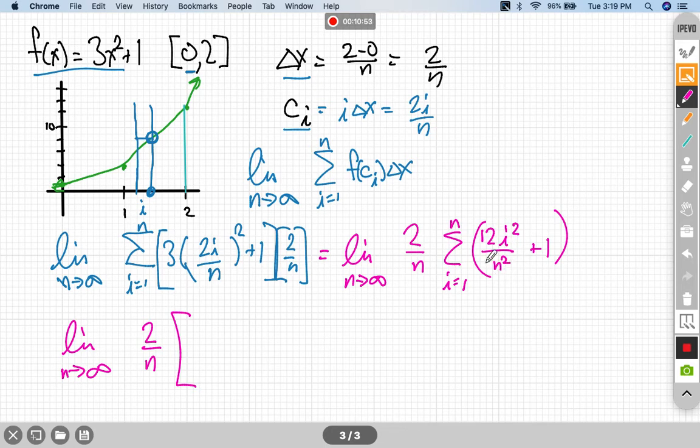And when I look at this first one, again, in the sum, n is a constant. So I can go 12 over n squared times the sum as i equals 1 to n of i squared, plus the sum as i equals 1 to n of 1.